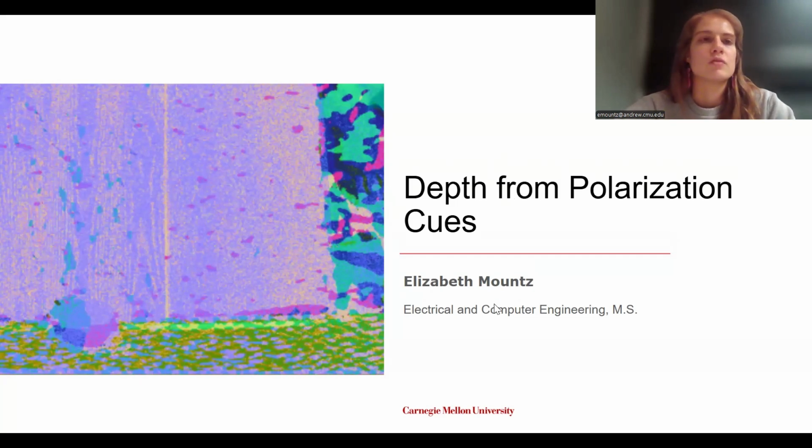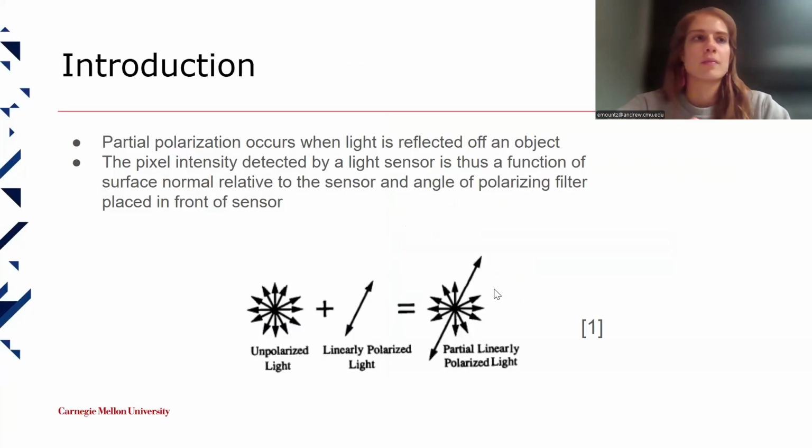Shape from polarization is based on the idea that the polarized elements of a partially polarized reflected light ray seen by a light sensor are a function of the surface normal relative to the light sensor. Therefore, polarization cues for 3D reconstruction can be collected by simply rotating a polarizing filter in front of a camera and recording the resulting changes in pixel intensity.